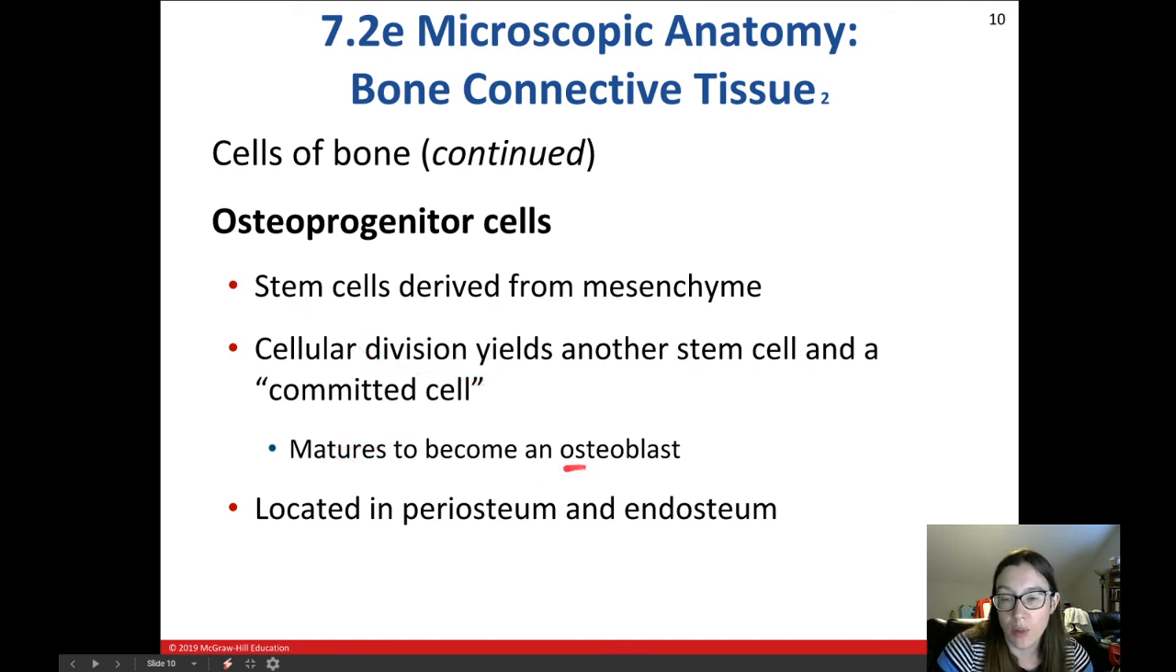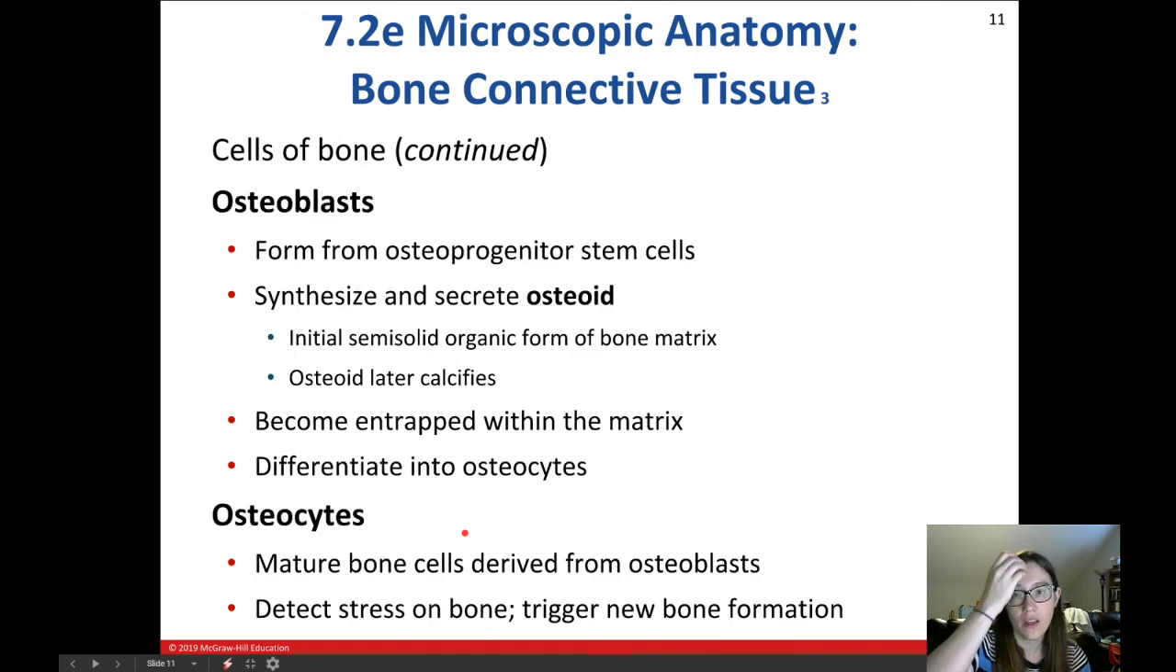And those osteoblasts are then going to do their job, which is creating the matrix. And these osteoprogenitor cells are going to be found, remember, in the cellular layer of the periosteum and the endosteum. So on the outside or the inside of the bone. Now, once the osteoprogenitor cells divide, one of them stays as an osteoprogenitor cell to make more cells later, and the other one is going to turn into an osteoblast.